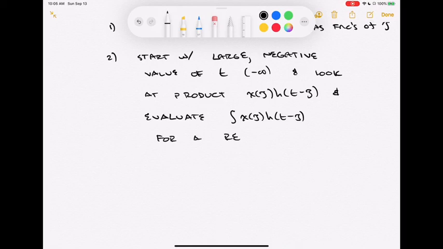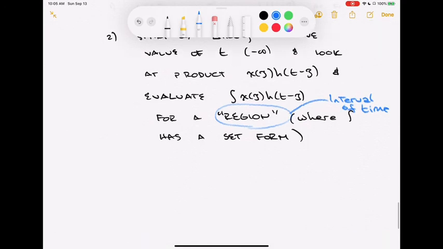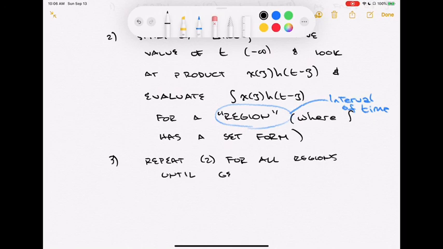a region, and we will need some practice to understand what we mean by region. For a region where the integral has a set form. So when I talk region here, that's an interval of time. We're looking for an interval of time where that integral has a set form, and we hope that we can evaluate that integral in one step for all the values of time on that region, on that interval of time. Third step then, which actually can become multiple steps, is we're going to repeat step two for all regions, until t gets to infinity, until you cover all times that could possibly be of interest.